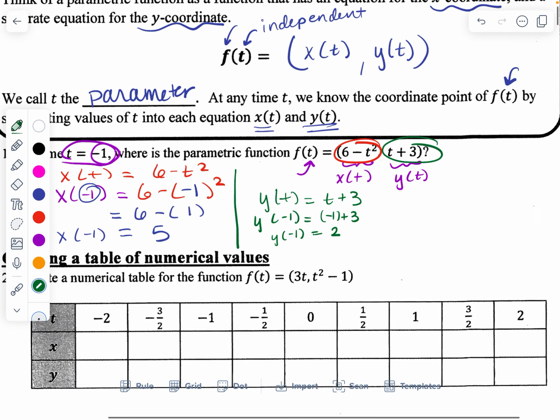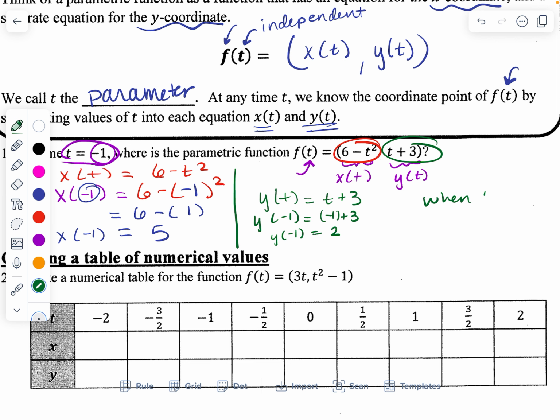So what do we say? When t equals -1, the position of f of t equals 5, 2, x comma y. So that's your 5, 2. Okay, so the parametric function tells us where the graph is at a specific time.